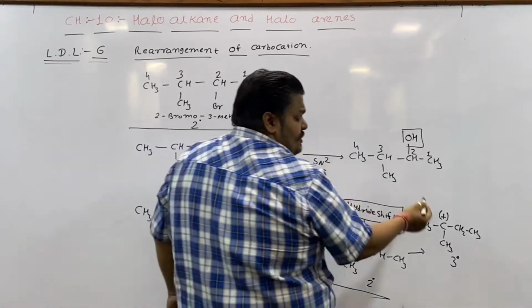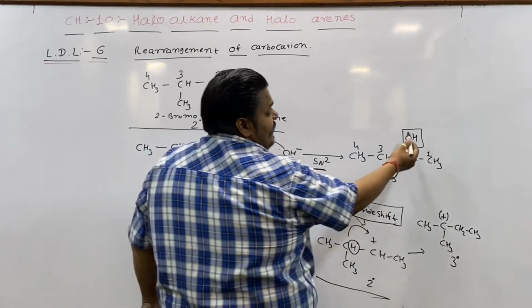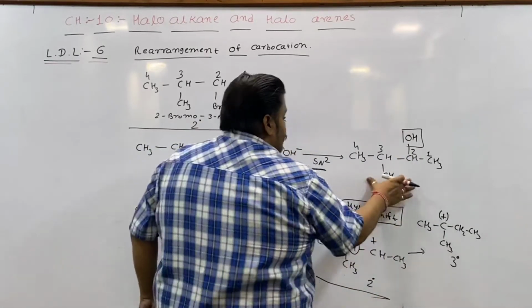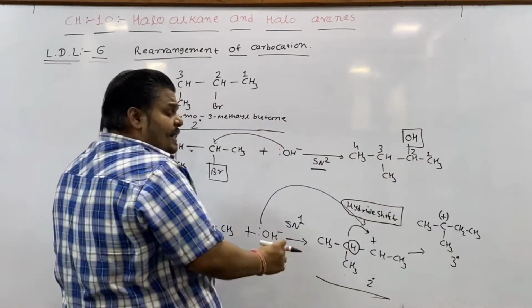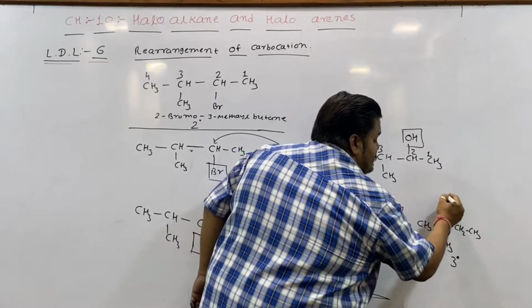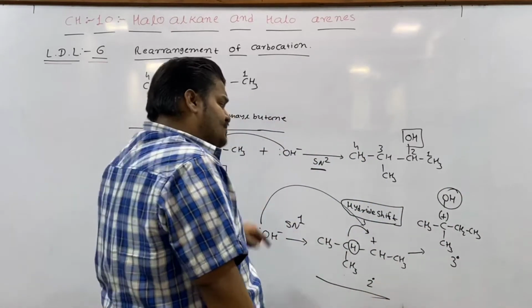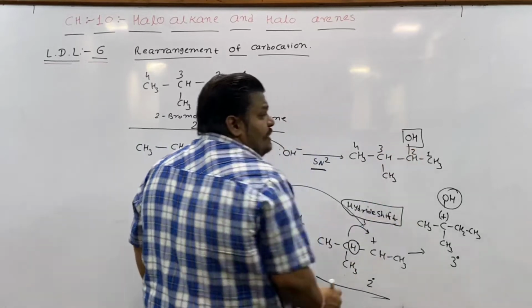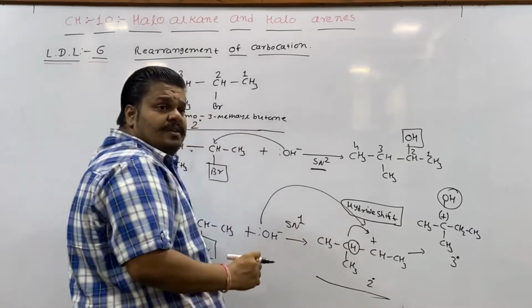Afterwards, when OH associates with this carbon, it produces a tertiary alcohol instead of a secondary alcohol. Here, by following the SN2 mechanism, the major product is a secondary alcohol. But by following the SN1 mechanism, we'll get a tertiary alcohol as a major product. We'll also have a secondary alcohol as a product, but it's a minor product by following the SN1 mechanism.